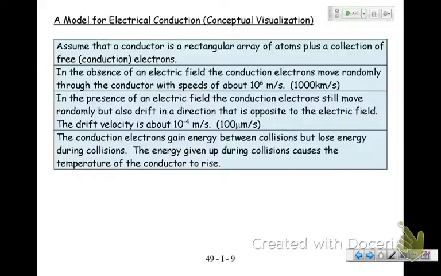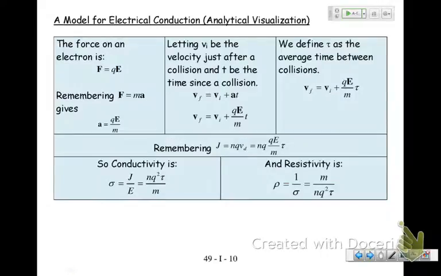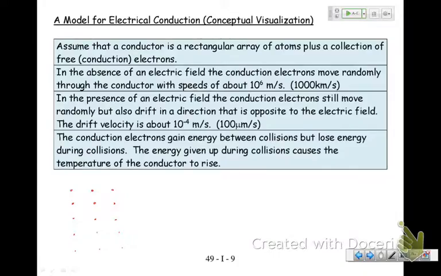We're going to do a model for electrical conduction, and again, I'll tell you what's important and what's not important. So you assume that a conductor is a rectangular array. So I'm going to draw one plane of it, but it's like this whole set of atoms all nicely on a square matrix. And we say, assume that the conductor is a rectangular array of atoms plus a collection of free electrons.